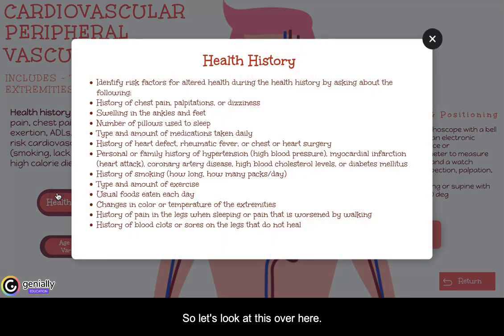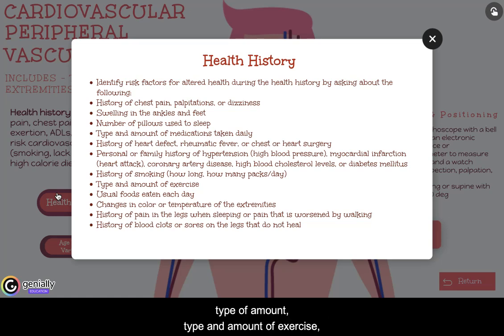So let's look at this over here. You're going to look at history of chest pain, palpitations, dizziness, swelling in the ankles and feet. How many pillows do they use to sleep? Type and amount of medications they take. Any history of heart defect, rheumatic fever, or chest or heart surgery. Any personal or family history of hypertension, heart attack, coronary artery disease. And then any history of smoking.